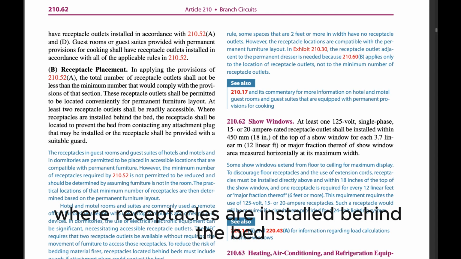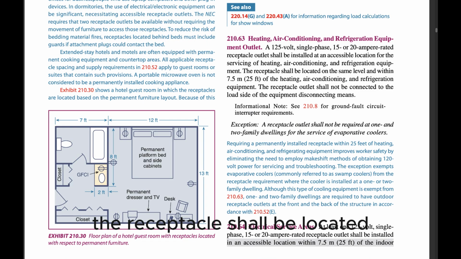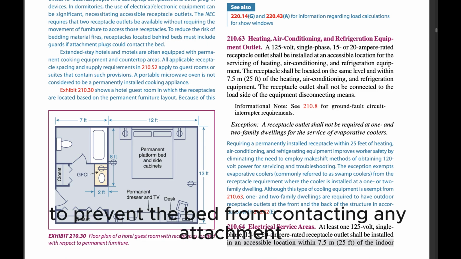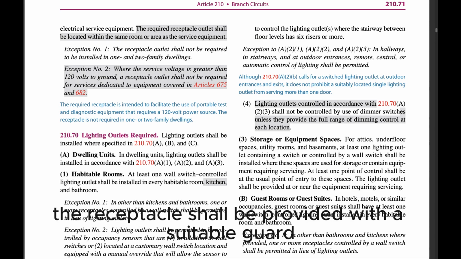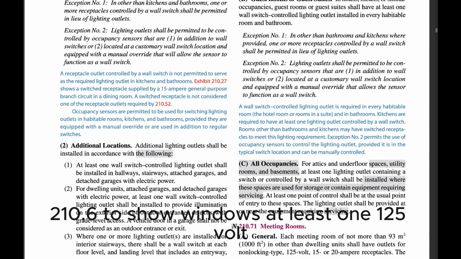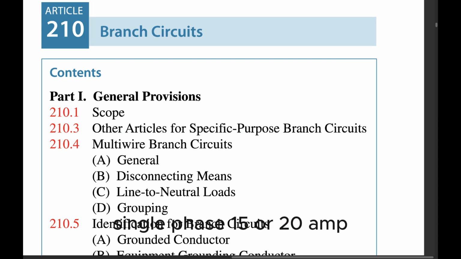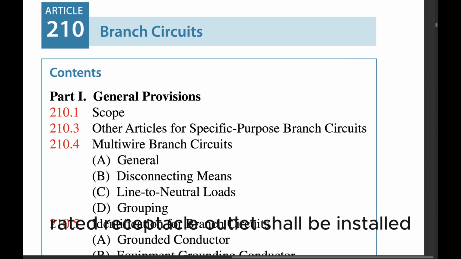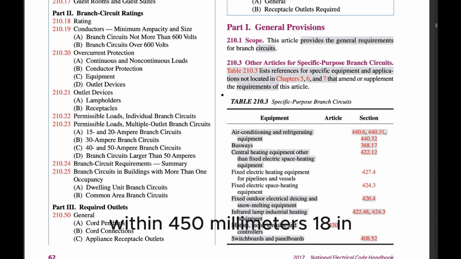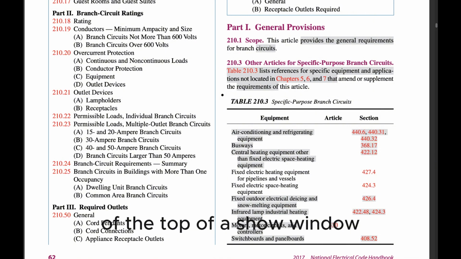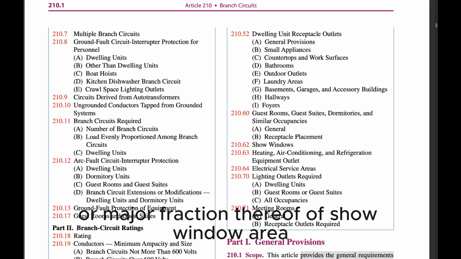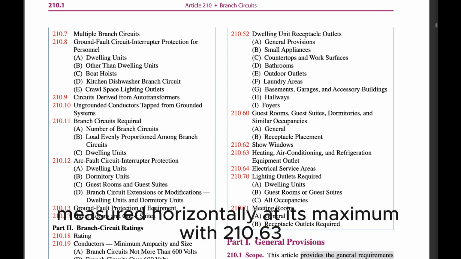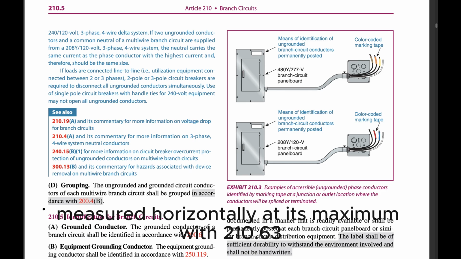Where receptacles are installed behind the bed, the receptacle shall be located to prevent the bed from contacting any attachment plug that may be installed, or the receptacle shall be provided with a suitable guard. 210.62 Show windows. At least one 125-volt, single-phase, 15 or 20 ampere rated receptacle outlet shall be installed within 450 mm (18 in.) of the top of a show window for each 3.7 linear m (12 linear ft) or major fraction thereof of show window area measured horizontally at its maximum width.